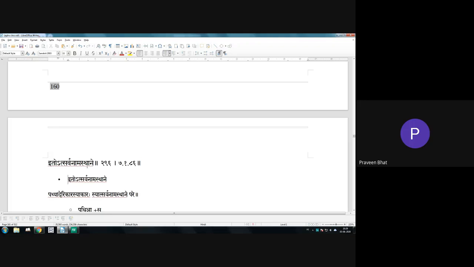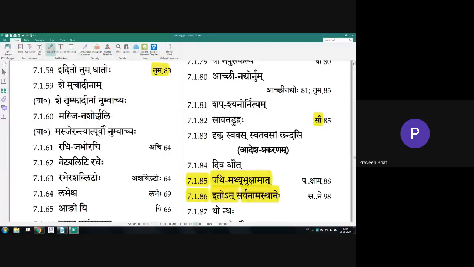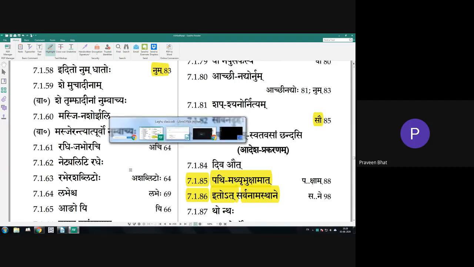That sutra says itot sarvanamasthane, 7186. The next sutra itself: pathi matru bhuksha mat. All these in this sutra, except for at, everything goes down. So pathi, mathi and rubhuksha. This pada has an anuvritti in the next sutra.